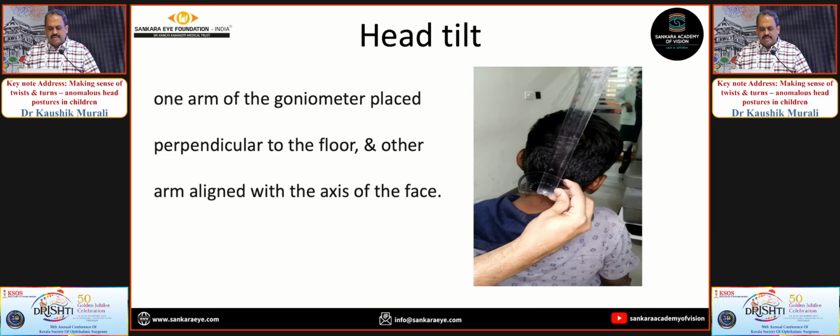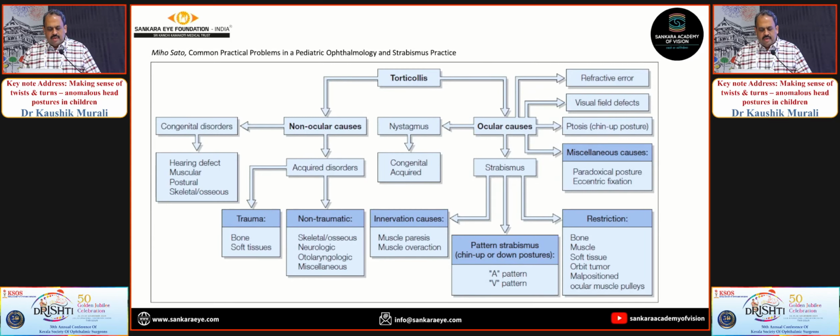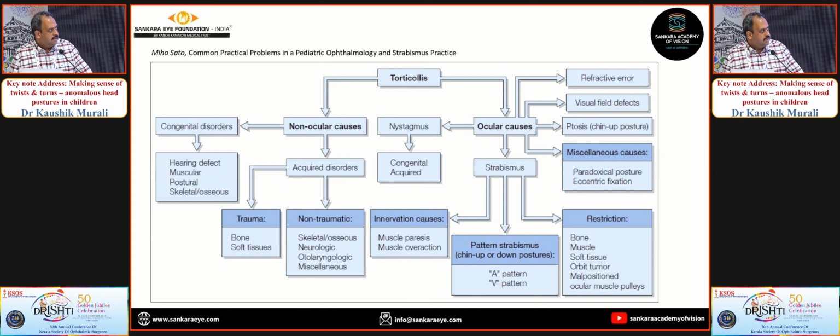Head tilt becomes a little tricky because there is some amount of parallax, as you're standing behind the child. But here again the key is to keep one arm perpendicular to the floor and align the other arm to the axis of the face, and you can get a reasonably reliable, repeatable measurement using this very simple device that all of us would have access to. The Taylor and Hoyt textbook of pediatric ophthalmology carries this lovely table that encapsulates what all the potential conditions can be.